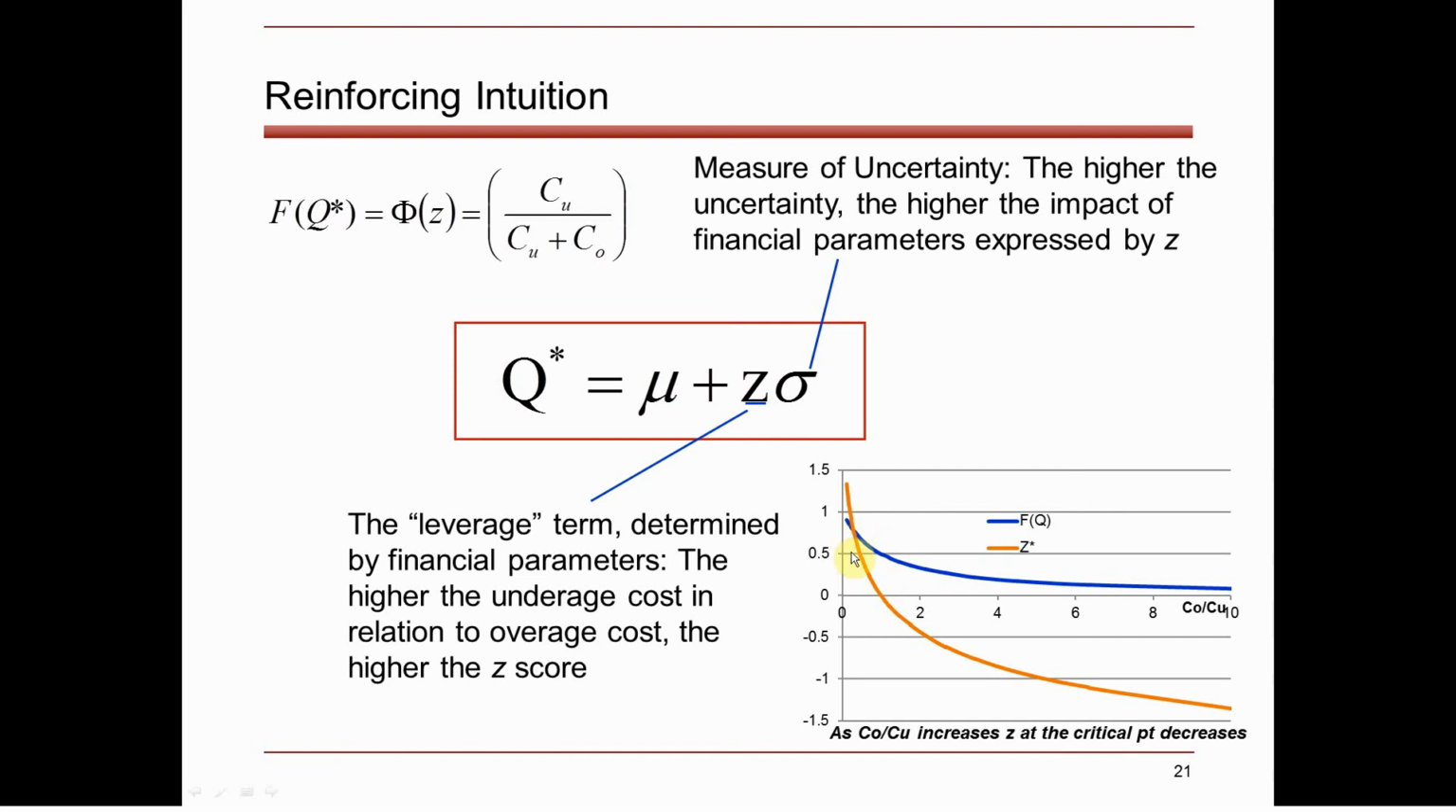as our overage and underage ratio is exactly 1, notice that the value is exactly 0 for z. But what happens is that as the overage and underage ratio increases, you see z sharply decreases, and then it still decreases, but less and less as we go further on. Again, this is an artifact of the normal distribution.